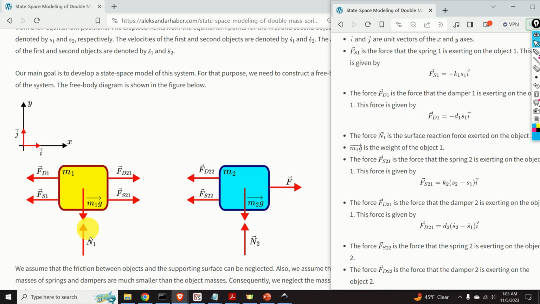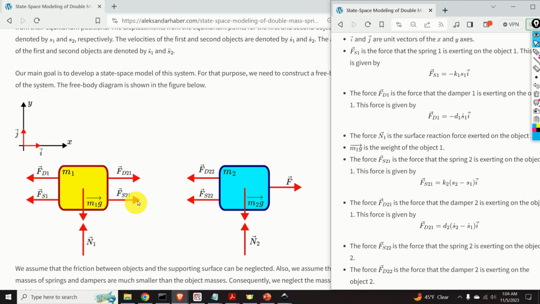Then we have this force N1. This is the surface reaction force exerted on the object 1. And over here we assume that there is no friction between the objects and the surface. Consequently, we don't have friction forces. Then m1g is the weight of the first object. Over here, m1 is the mass of the first object, and g is the gravitational acceleration constant.